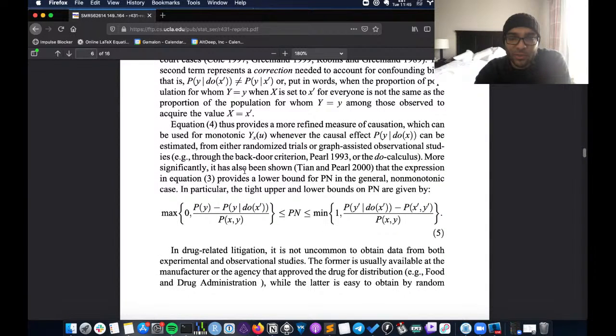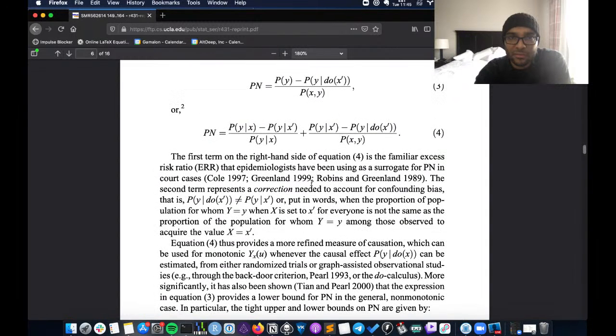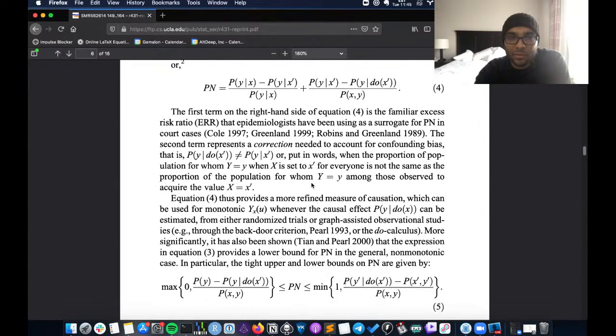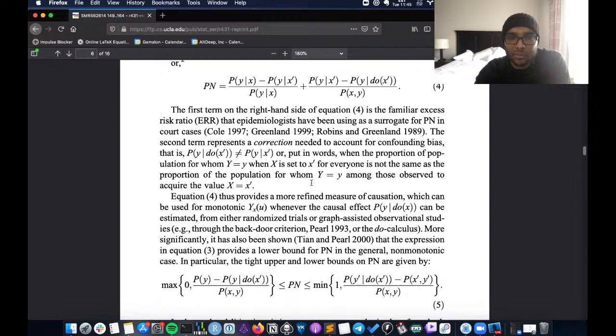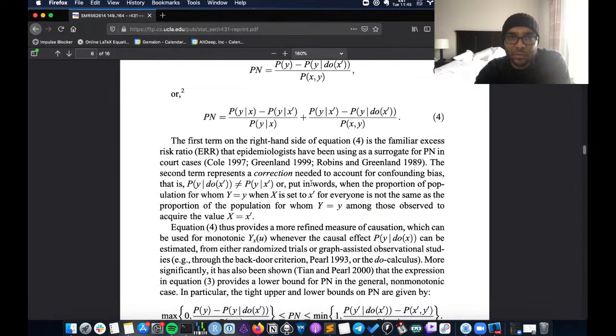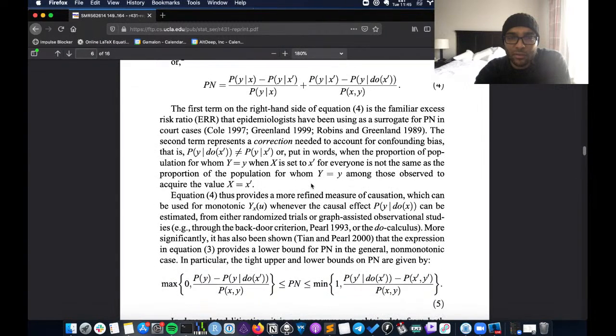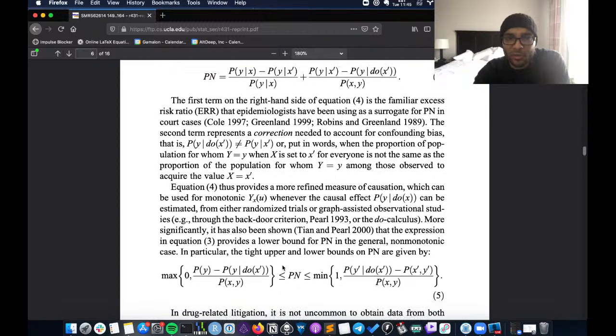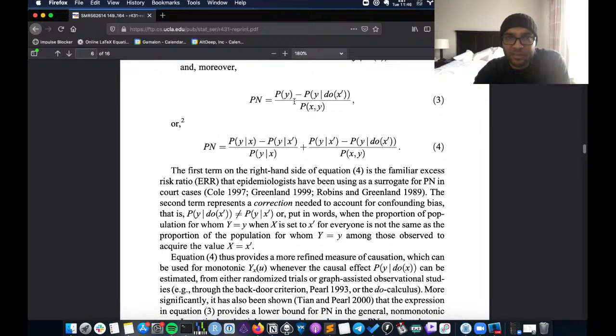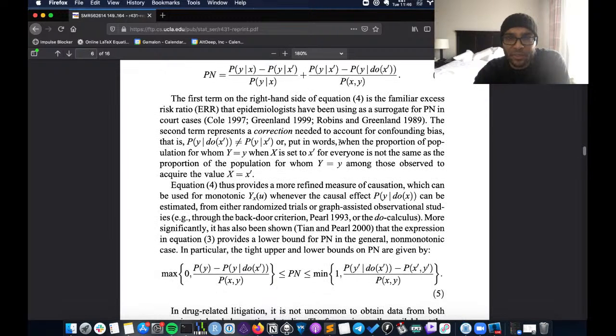More significantly, it has been shown that the expression in 3 provides a lower bound. What expression? Interesting. So we have a lower bound here, but isn't that PN equals P of y given do x prime over P of x y?